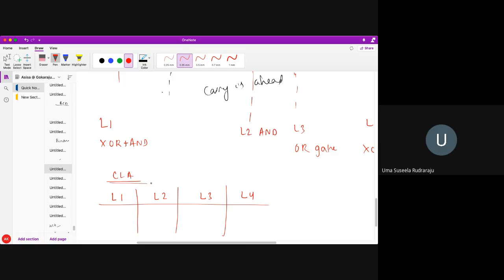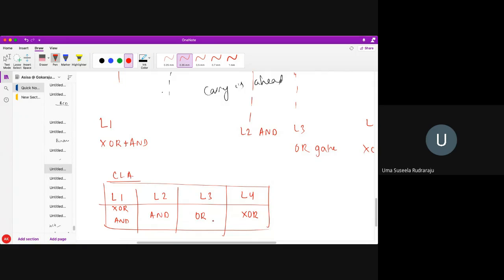So what are those levels for a carry look ahead adder? Any bit carry look ahead adder requires these 4 levels. What are those? Level 1 XOR and AND, in level 2 it requires AND gates, level 3 it requires OR gates, level 4 XOR gates. Do you understand or any doubt, students? Please let me know. Now the question is, which adder circuit do we have to adopt? So who is faster? Either RCA is faster or CLA is faster. I'm going to tell you.